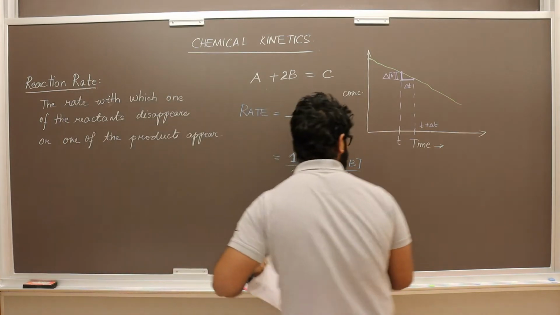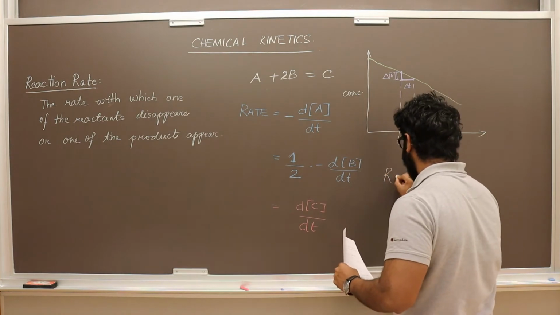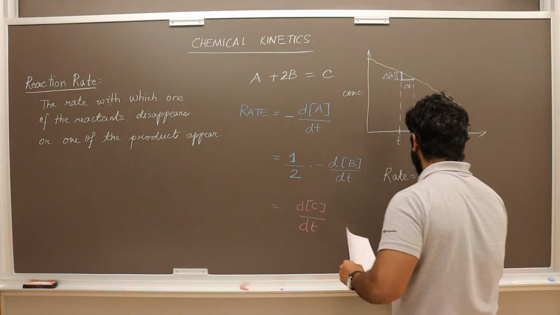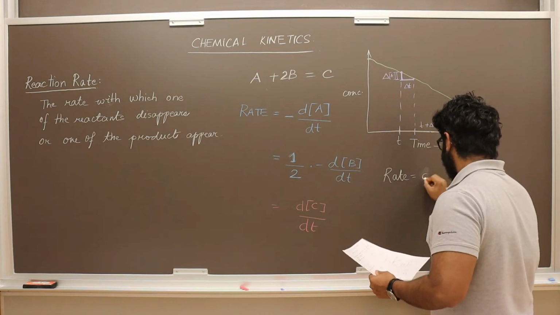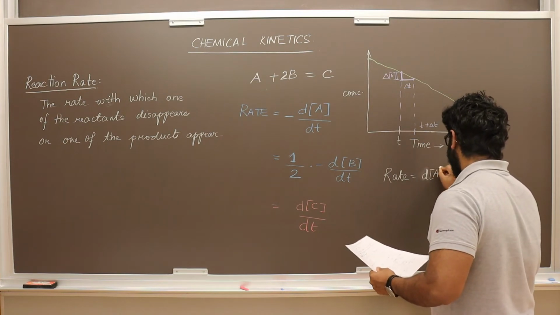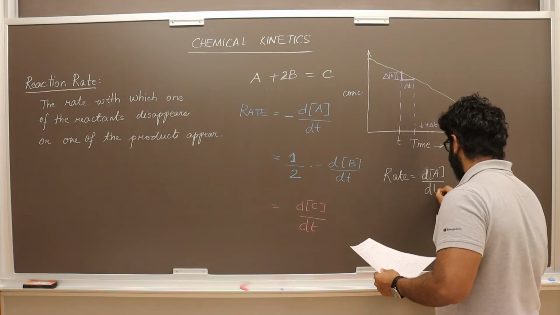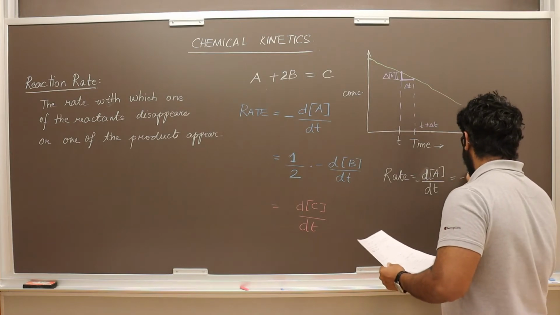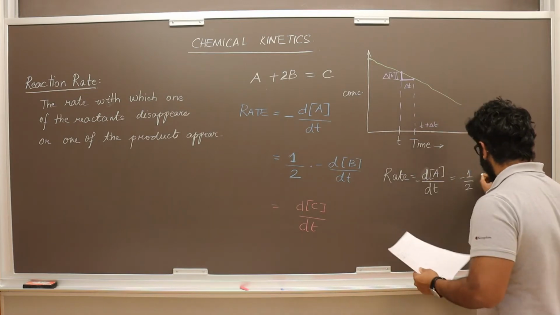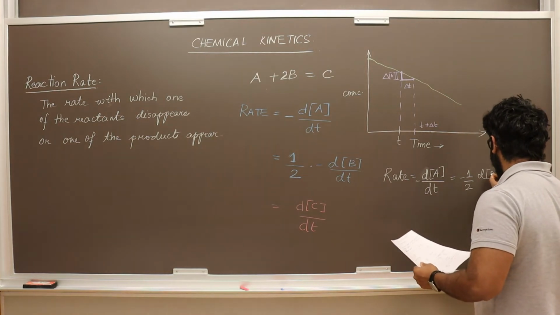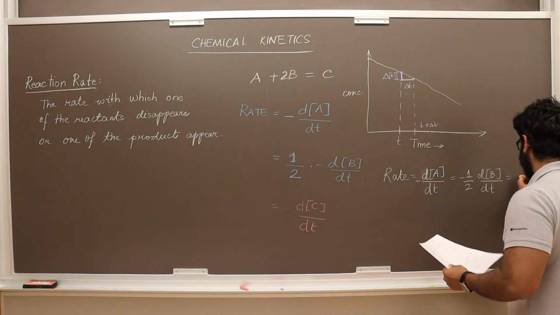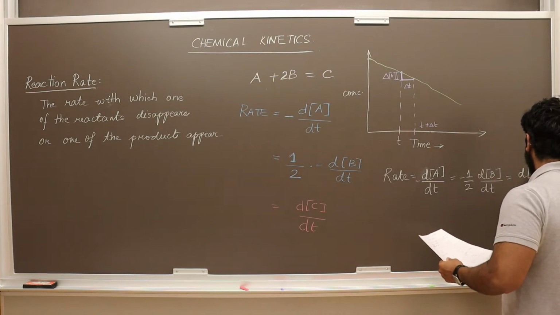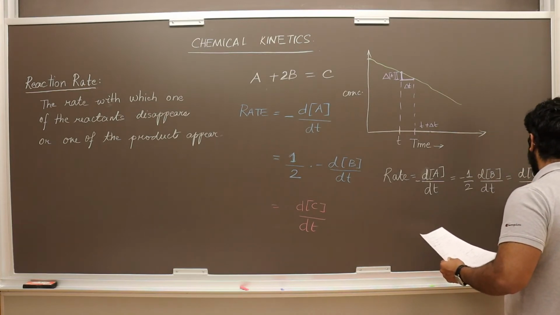So this is basically the rate of the reaction. So if you write down all of them together, rate is basically equal to minus dA over dt, which is also equal to minus half dB over dt, the rate of change of B, which is equal to the rate of change of C over dt.